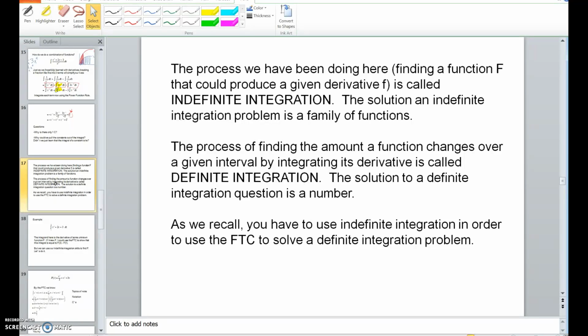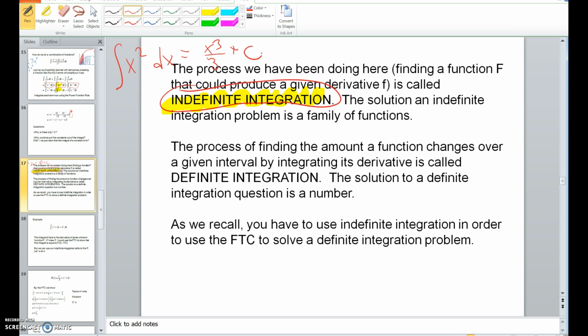Okay, so the process we've been doing here to find an antiderivative is called indefinite integration. So indefinite integration is a problem where you have an integral sign, but there are no bounds of integration on it. You're just trying to find the general antiderivative of the given function. So here you get x cubed over 3 plus c. There are no bounds of integration. That's just asking us what is the antiderivative of this function that you gave us.